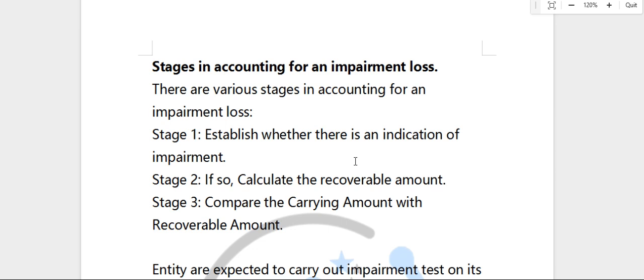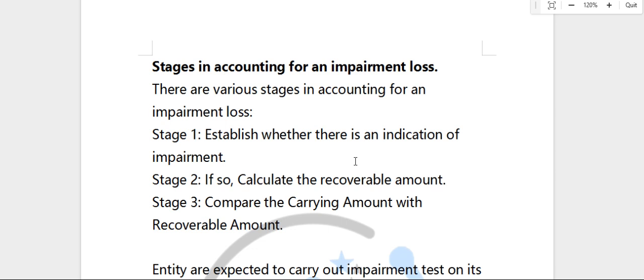Stage 1 is that you need to establish whether there is an indication of an impairment. You need to ascertain if actually there is an impairment in place. Step 2 is you calculate the recoverable amount of the asset if you have discovered that there is certainly an indication of an impairment. We are going to look at those indications, those things that tell us if an asset has that indication of being impaired.